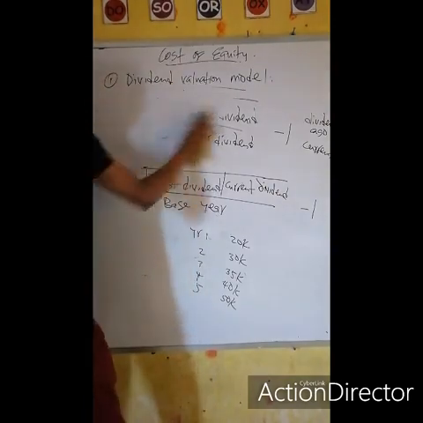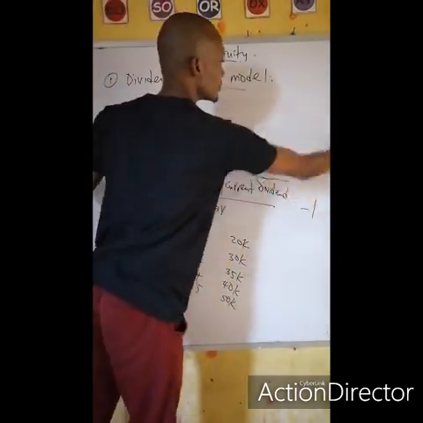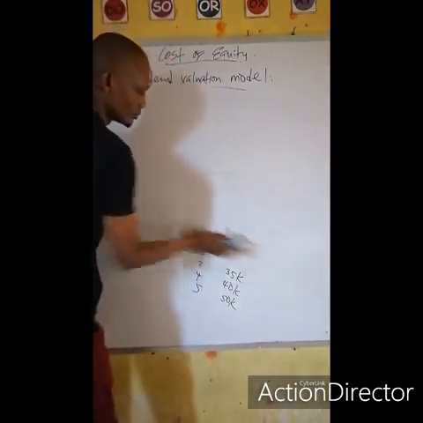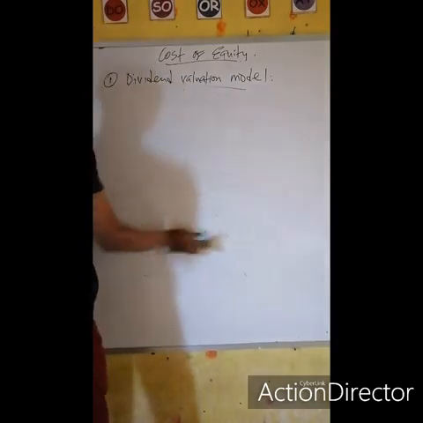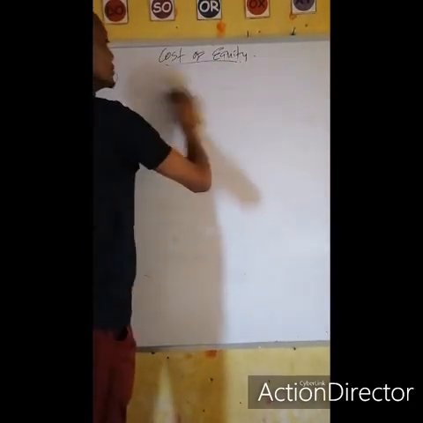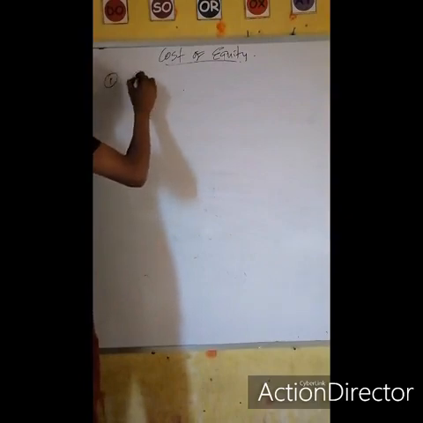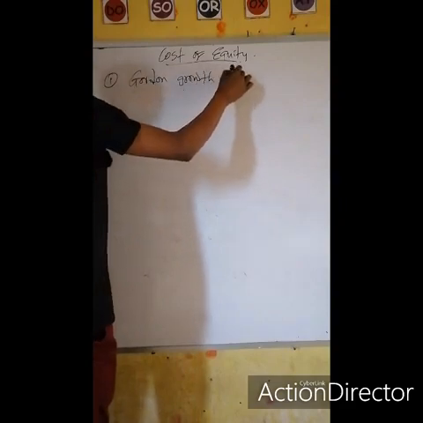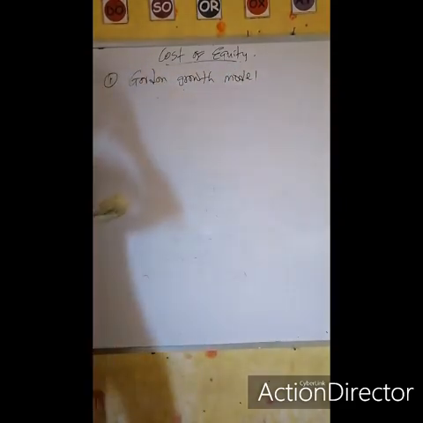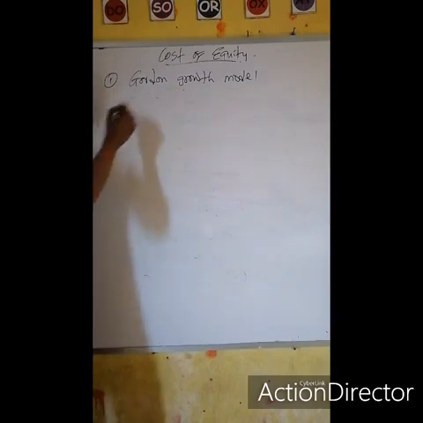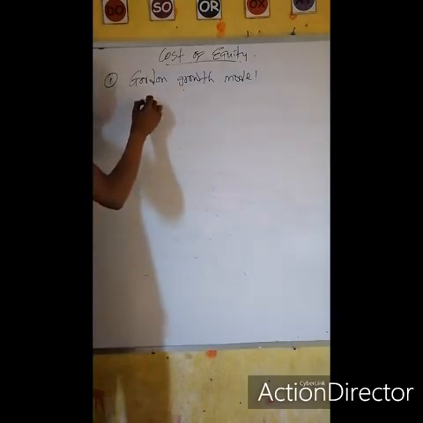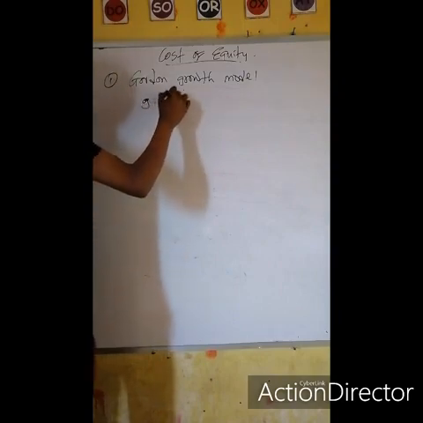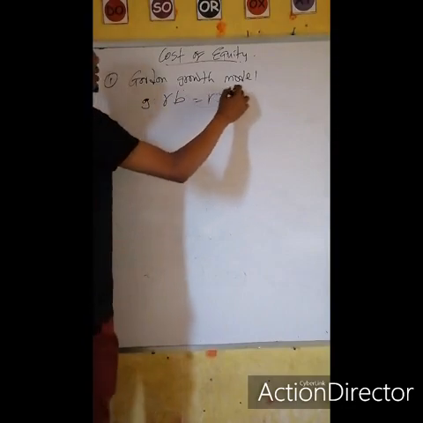Now let's look at the second formula, which is the Gordon growth model. The Gordon growth model estimates the growth rate to be RB, which is R times B.